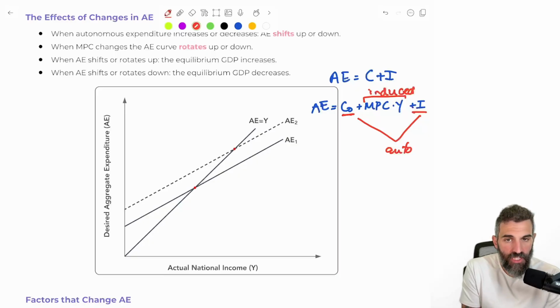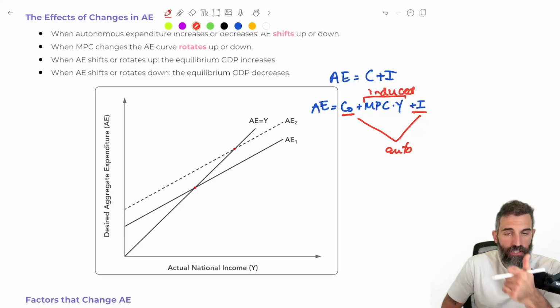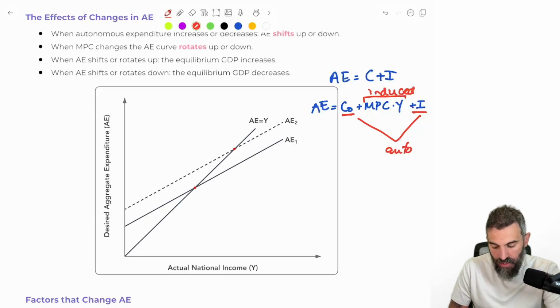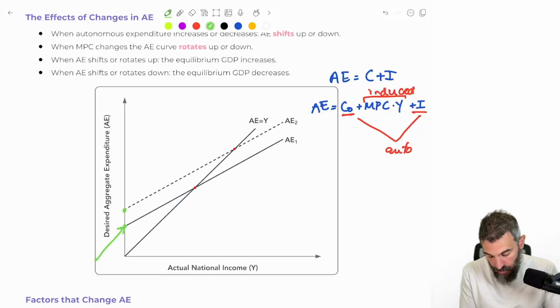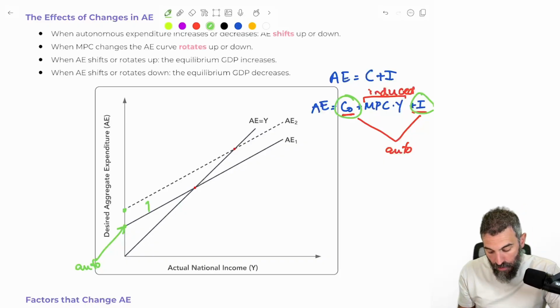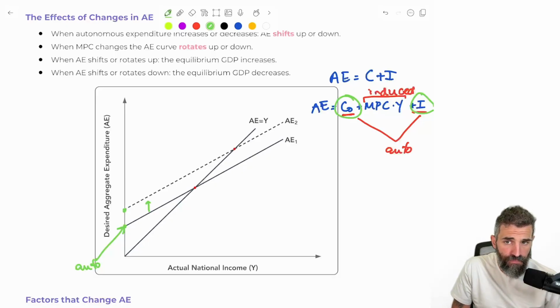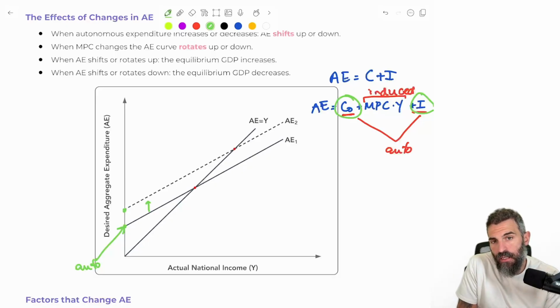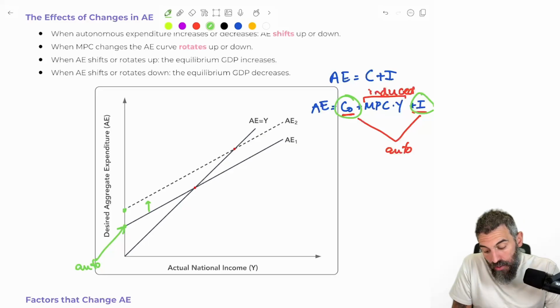Well, if any one of these changes, you're going to have a change in the line. So if you have a change in anything autonomous, like your autonomous consumption or your autonomous investment, that is going to shift your line up and down. From a linear standpoint, you are changing your intercept. The intercept of the aggregate expenditure is anything autonomous. The intercept in this case would be these two. And so if you change the intercept, you're going to shift your line up or down. Up if you increase it, down if you decrease it. Now, if you change the MPC, that is the slope.